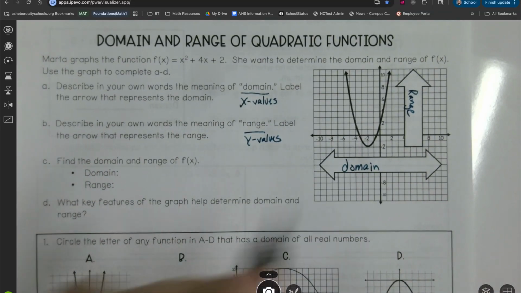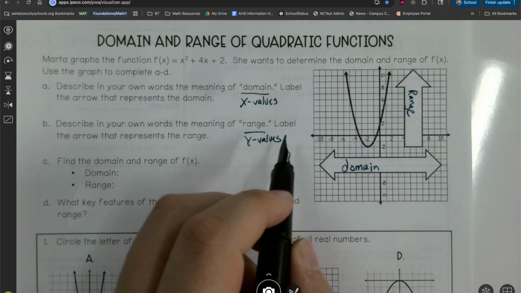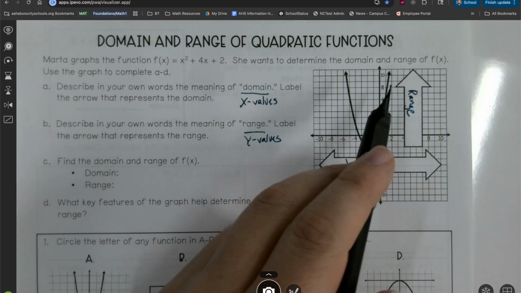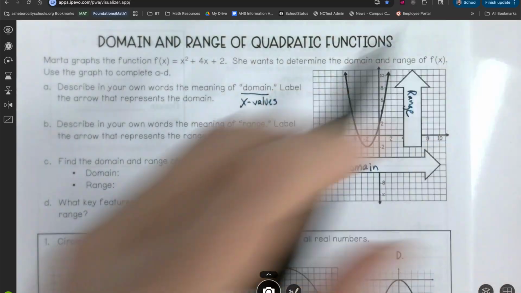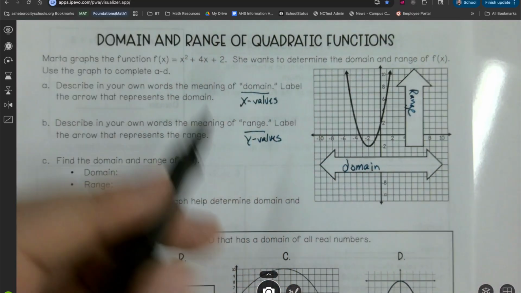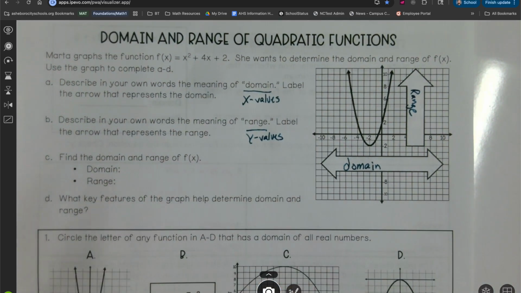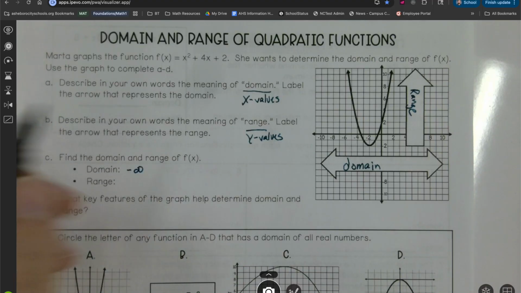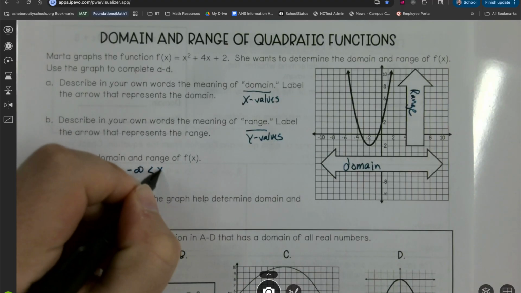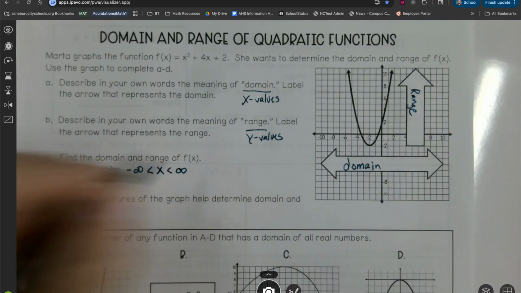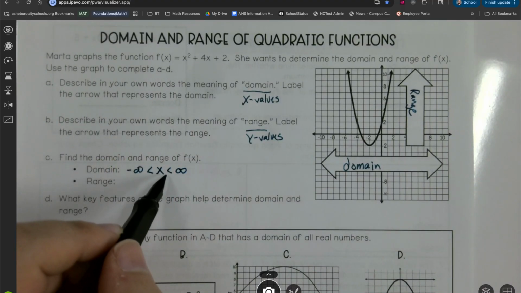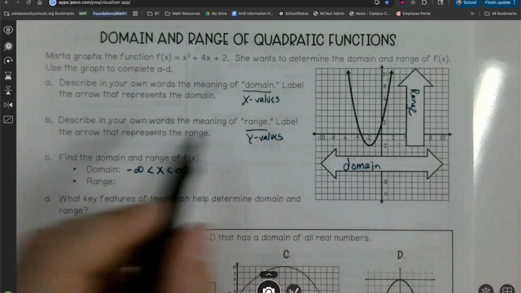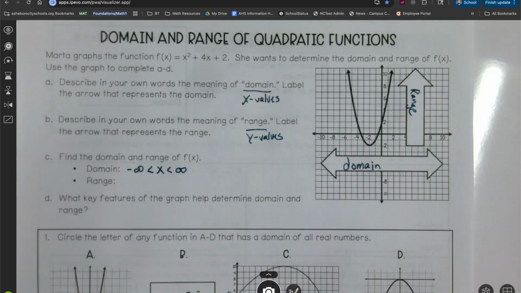So the domain of this function is actually, well, I can plug in any number I want, as far left or as far right. This graph will keep going up, up, up to the right, and up, up, up to the left. So I can plug in any number I want. My domain is going to be from negative infinity to positive infinity, meaning x can be anywhere between negative infinity and positive infinity.